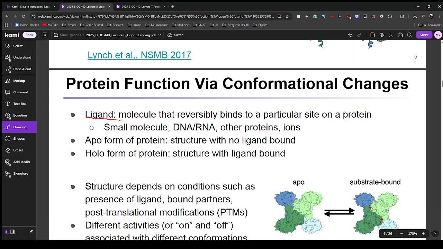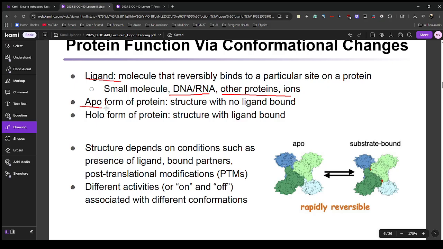So ligands, there's many different things to be ligands. Ions, DNA, RNA, other proteins, a whole bunch of things that can be ligand. Apo is just the structure without a ligand, and holo is the structure with the ligand. So you'll hear things like apo enzyme, holo enzyme. Apo enzyme is without the ligand, holo enzyme is with the ligand. In the case of an enzyme, it's actually substrate technically, right? But yeah.